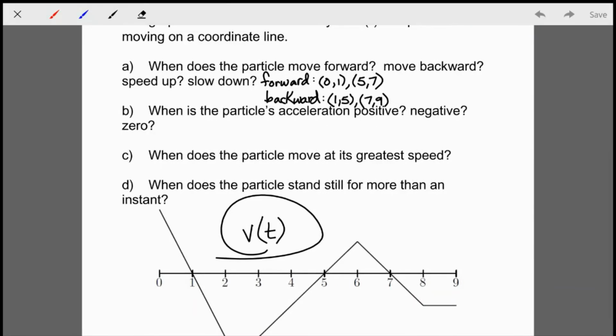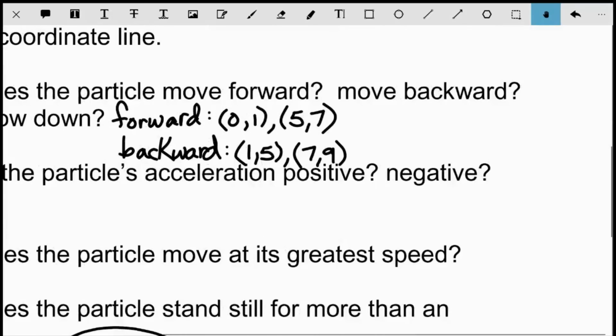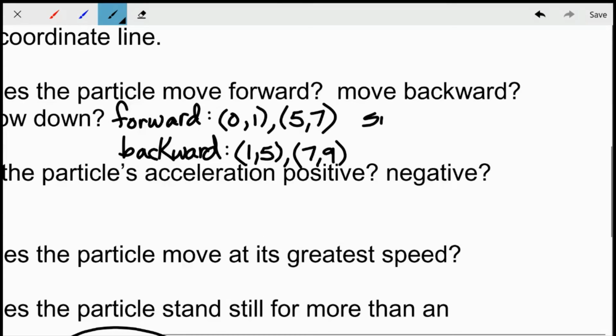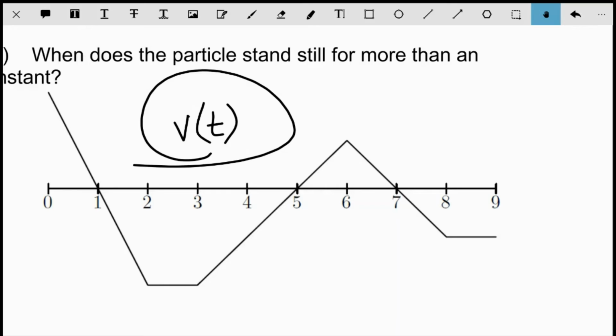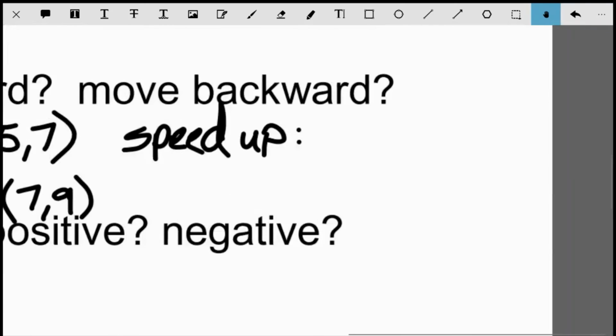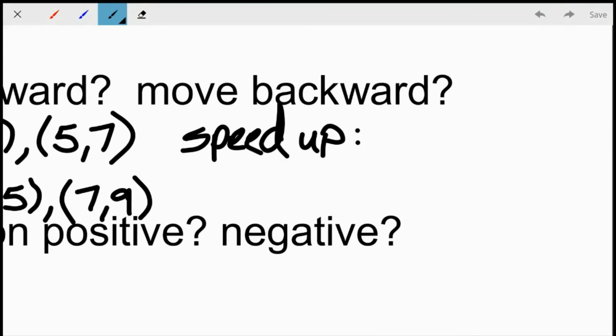So now the speeding up and slowing down, we just looked at this type of a question a minute ago. So if I'm going to be speeding up, that means that my velocity should be moving away from the time axis. Well, now just glance at that and you can see we're moving away from the time axis on the interval from 1 to 2. We're moving away from the time axis on the interval from 5 to 6, and we're moving away from the time axis on the interval from 7 to 8. So I actually have 3 intervals here where I'm going to be speeding up. So I had 1 to 2. We've got 5 to 6, and we also have 7 to 8.